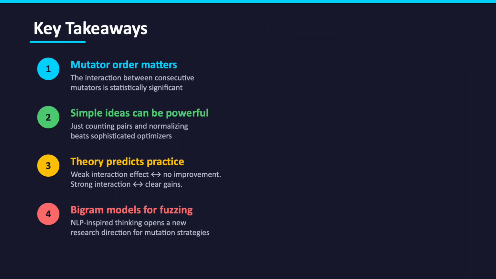Finally, let me leave you with four key takeaways. Mutator order does matter. The interaction between consecutive mutators is statistically significant and can be measured rigorously. Second, simple ideas can be powerful. MuFuzz's training is literally just counting pairs and dividing by a sum. No fancy math, no deep learning, no complex optimization.